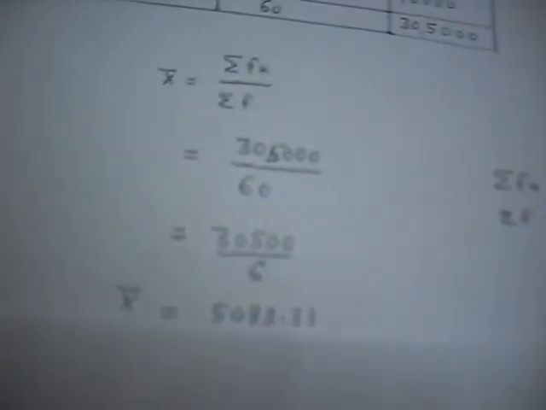This total of f is already given, and when we solve this, this 0 will be cancelled with this 0, so we will get 30500 divided by 6, and we will get 5083.33. So this is the value of the mean. So in this question sigma fx was 3,05,000 and sigma f was 60.